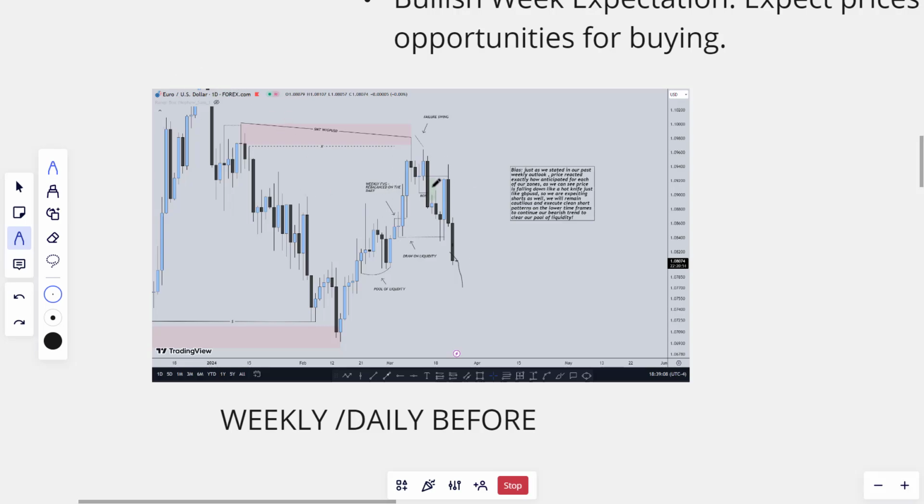Right here is me putting out the weekly outlook. This was my bias, what I was expecting for the week. I was expecting price to come and clear this pool of liquidity right here. This was my draw on liquidity, this old low right here, as you can see. It wasn't there yet, but this is where I was expecting, based on the weekly and daily, for price to draw toward. So this was the before.